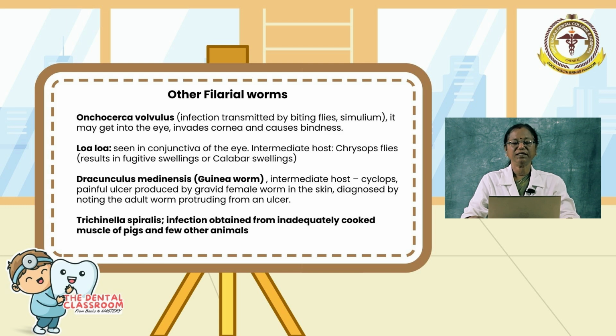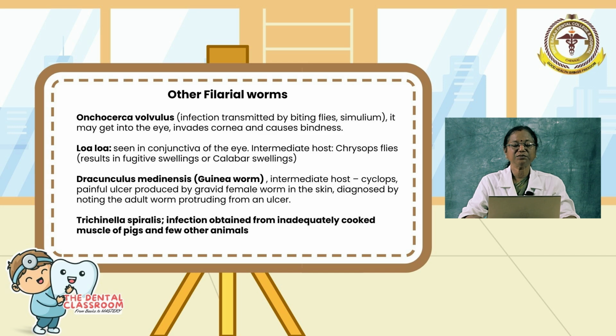Next is Loa loa. Again, it is seen in the conjunctiva of the eye. The intermediate host of this parasite is the Chrysops fly, which results in fugitive swellings or Calabar swellings. This Loa loa is one type of parasite which also infects the conjunctiva of the eye.